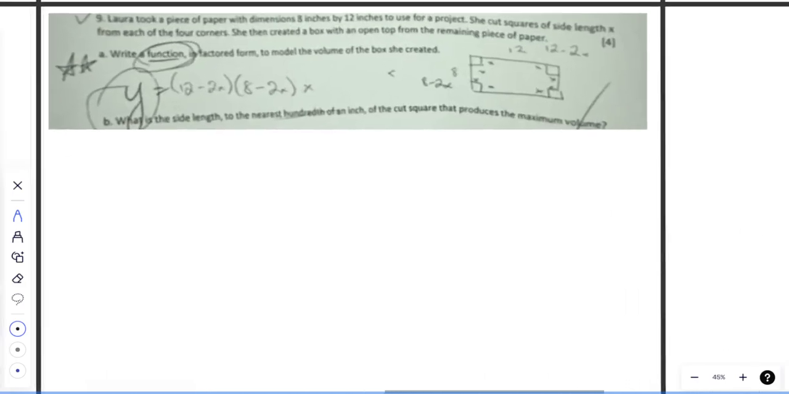Maybe for future reference, try to submit some questions that are a little bit clearer. But I saw someone needed help with part B on this one.